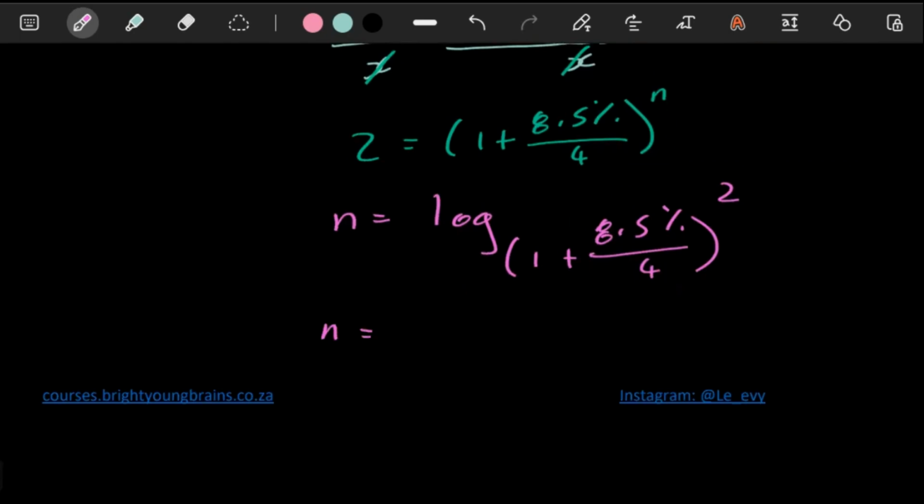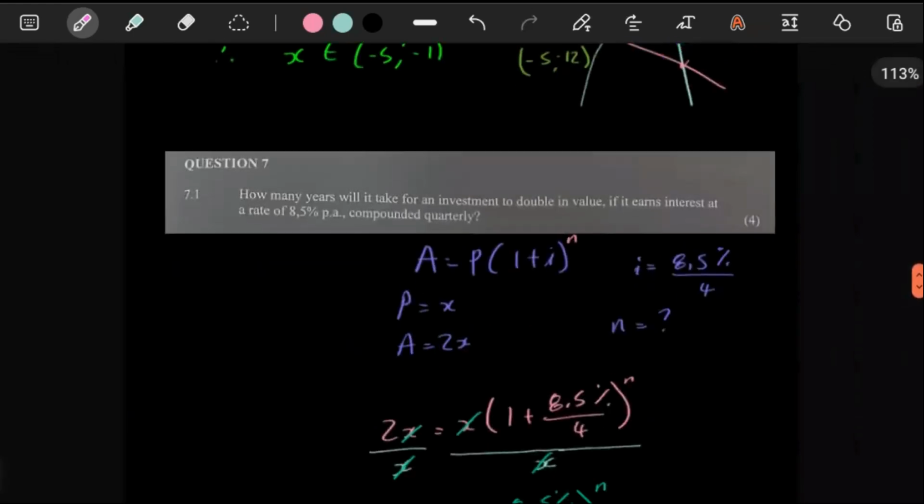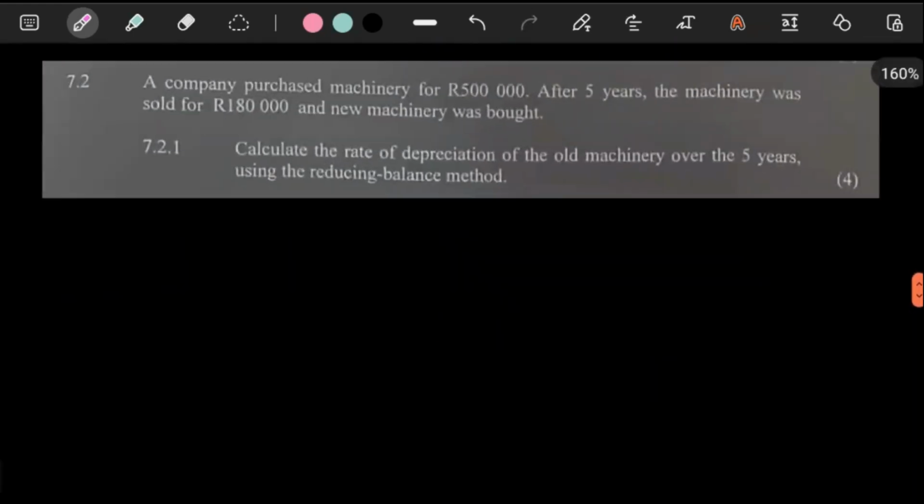In the calculator, we have log base (1 + 8.5% over 4) of 2. That's about 32.96. Therefore, 33 years. This is very nice. This is very good. But let's keep moving forward.